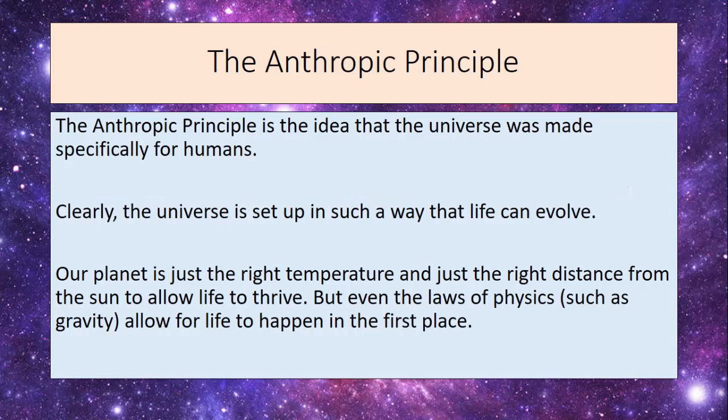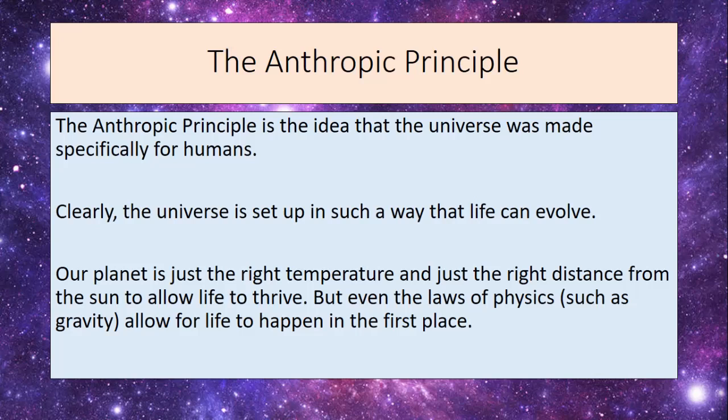Now, what I want you to do is to take these three notes down. So the anthropic principle is the idea that the universe was made specifically for humans. Clearly, the universe is set up in such a way that life can evolve. Our planet is just the right temperature and just the right distance from the sun to allow life to thrive. But even the laws of physics, such as gravity, allow for life to happen in the first place.